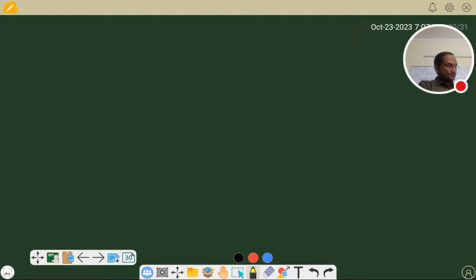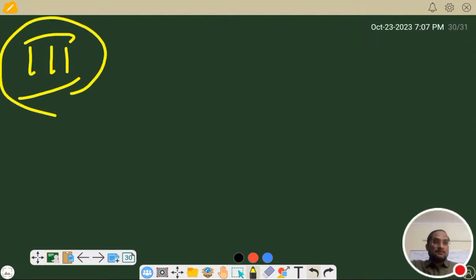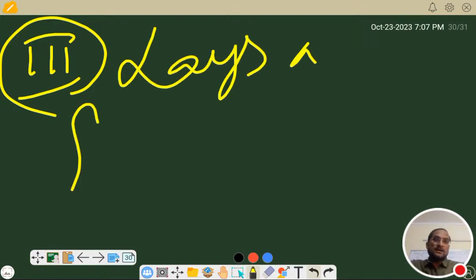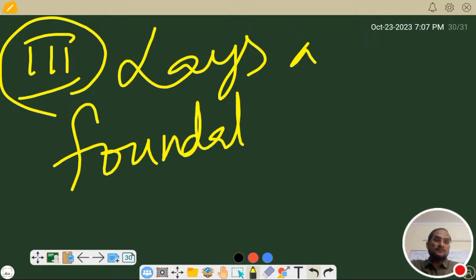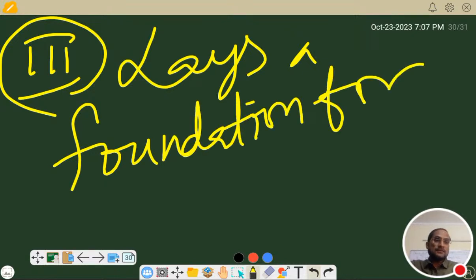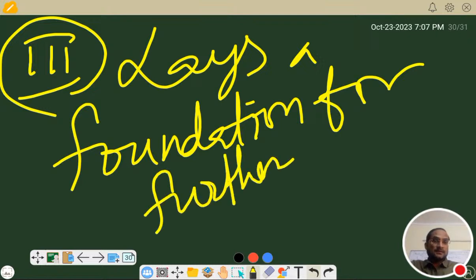Then, what do researchers think about the description done here? It helps as a foundation stone, lays a foundation for further research.